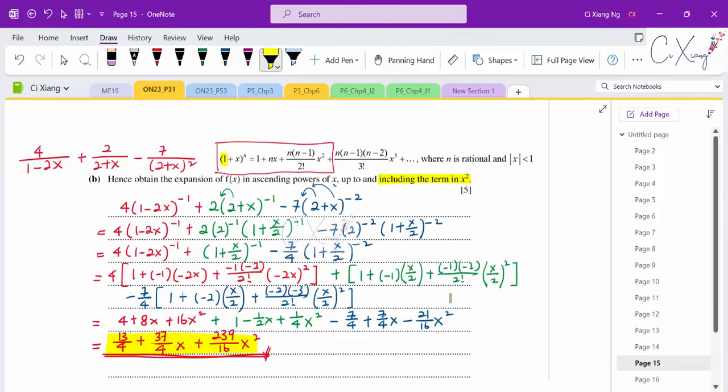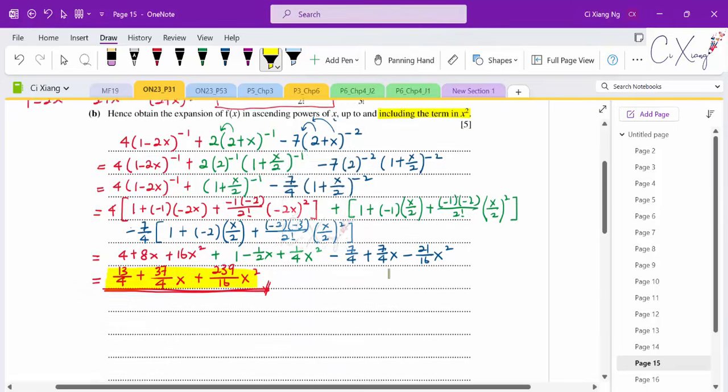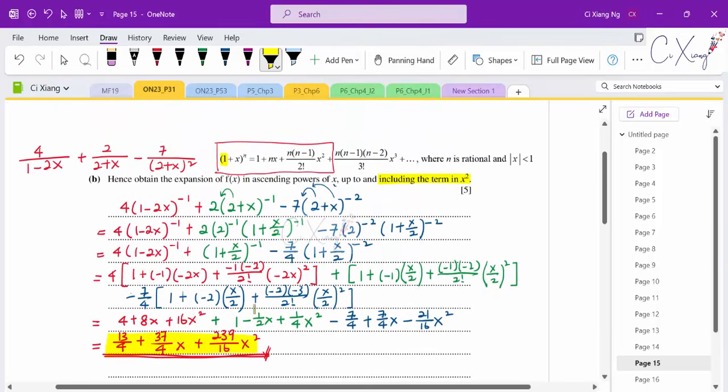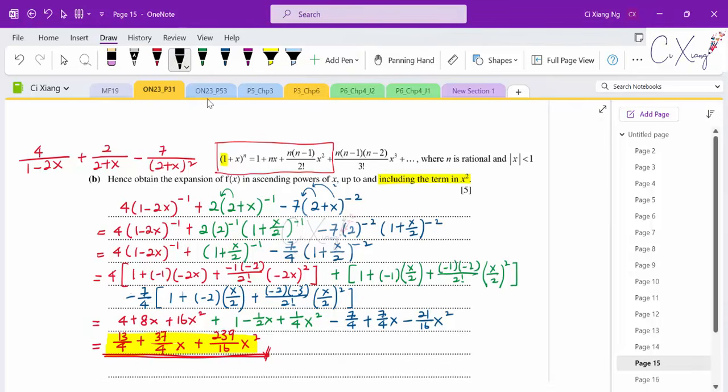Okay, alright, so let's continue further for part C. For part C, they ask you to state the set of values of x when the expansion is valid. So we go back to our expansion here. When we are talking about the valid values for expansion, you need to have a look at every single bracket for the valid values of x, and we need to choose the smallest range.